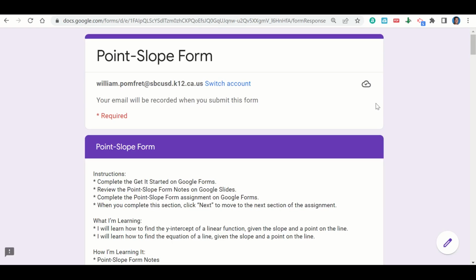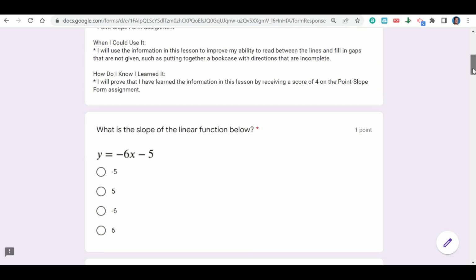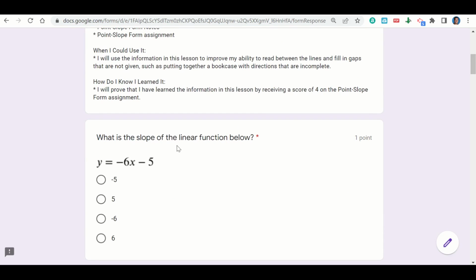Let's take a look now at the point-slope form assignment. So if we look, the assignment begins with the learning goals and success criteria here at the top. If we scroll down, we get to the questions that we need to answer. So it says, what is the slope of the linear function below? Well, we can see that the slope here is -6 because it's the number that's attached to the x. Remember, it's a slippery slope to get hung up on your x. So -6. So I'm going to go ahead and put that as my answer.